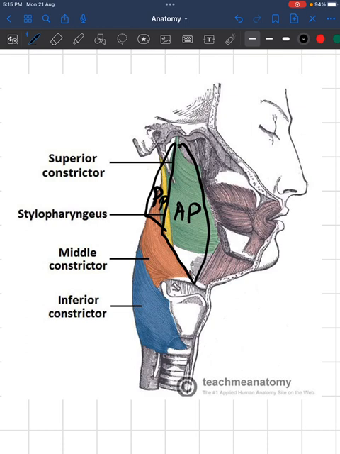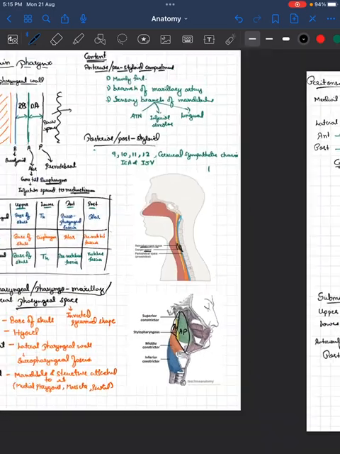parapharyngeal space, which is of inverted shape, bounded above by the base of skull and below by the hyoid bone, medially by the buccopharyngeal fascia, and laterally by the medial pterygoid plate, masseter, and parotid.